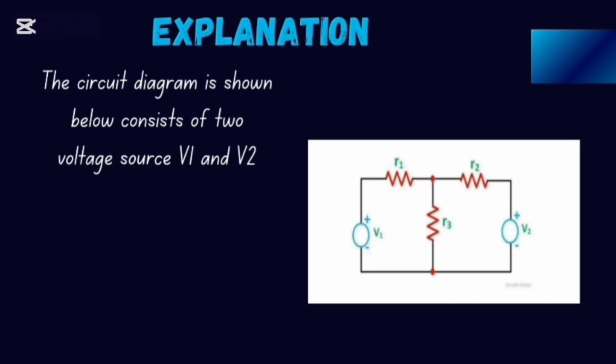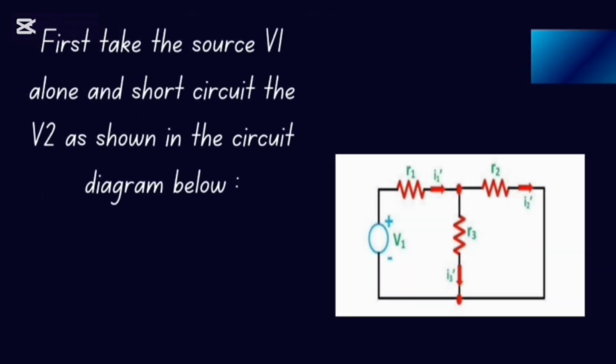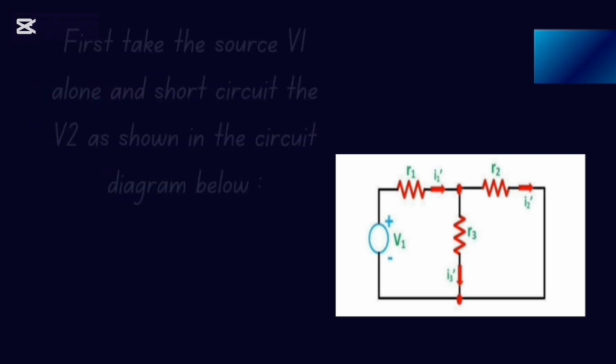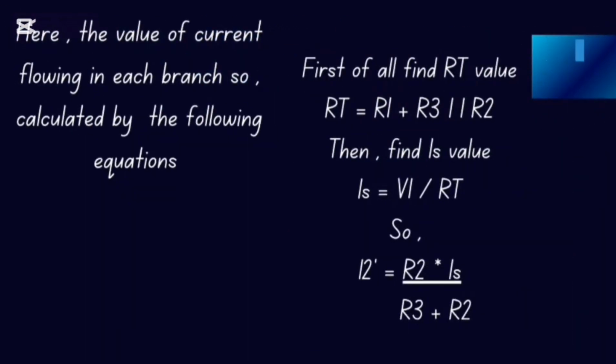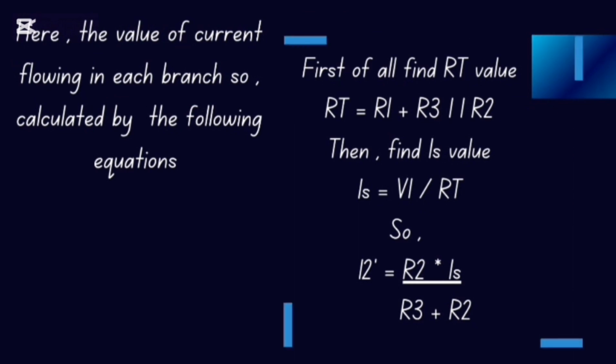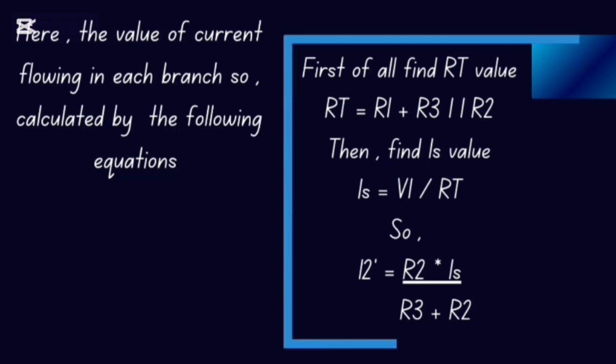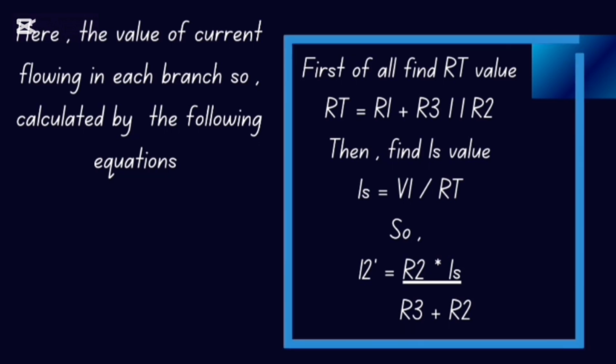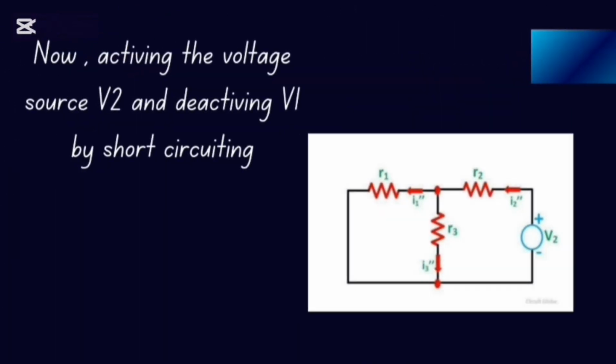Explanation: the circuit diagram shown below consists of two voltage sources, V1 and V2. First, take the source V1 alone and short circuit V2, as shown in the circuit below. First, we find the RT value. RT equals R1 plus R2 divided by R2. Then we find the value IS equals V1 divided by RT. This is the value of current, and we calculate I2 by the following equation. Here, lastly, I2 equals I1.